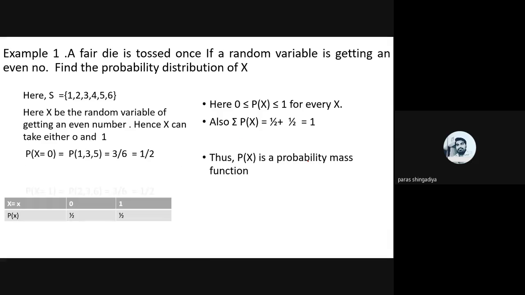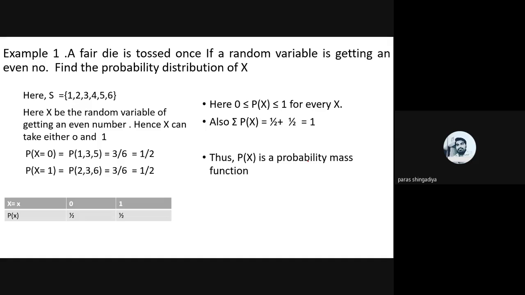Okay, now the next example. A fair die is tossed. What is the experiment? A fair die is tossed once. What is the random variable X defined as? Random variable X is denoted as getting an even number. Find the probability distribution of X, and then also check the probability function.